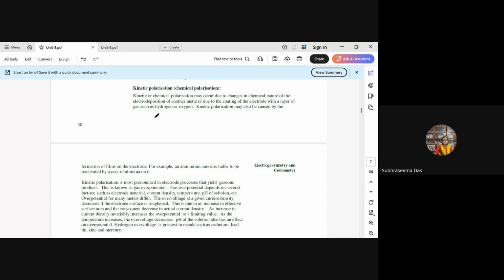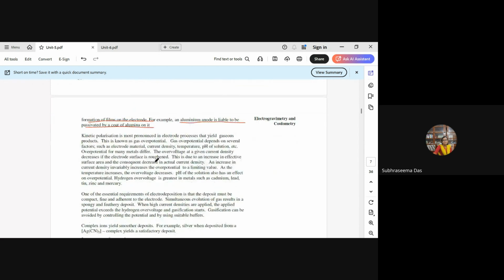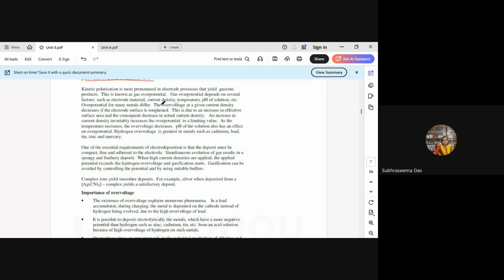So this polarization may occur due to changes in the chemical nature of the electrode, deposition of another metal, or due to the coating of the electrode with a layer of gas such as hydrogen or oxygen. Kinetic polarization may also be caused by the formation of films on the electrode. For example, an aluminum anode is liable to be passivated by a coat of alumina that is present on it. Kinetic polarization is most pronounced in electrode processes that yield gaseous products.